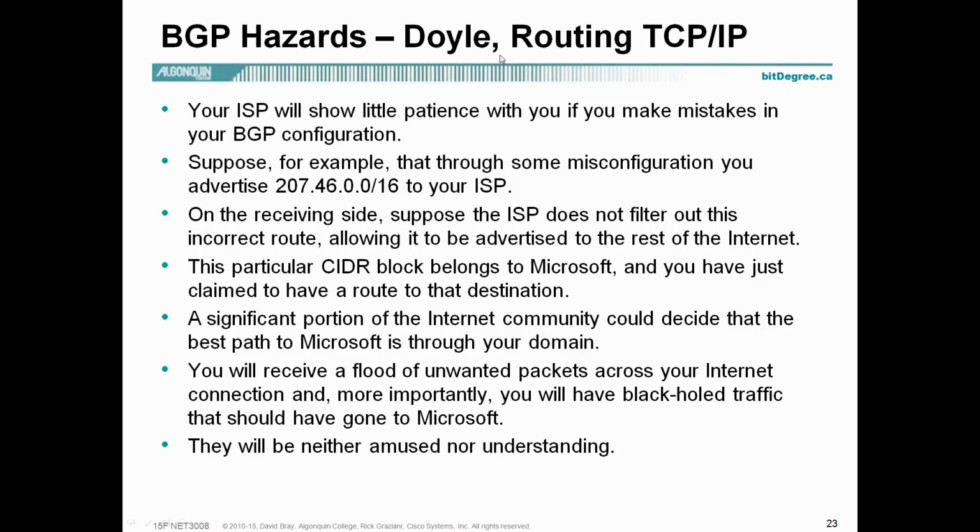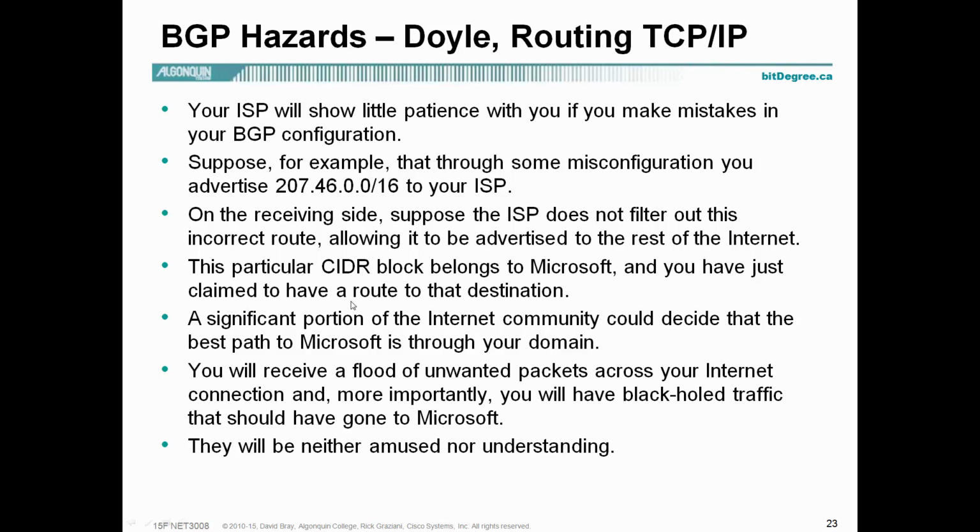So some hazards, back to the Doyle book that I spoke of earlier, regarding TCP/IP Volume 2. These are some of the warnings from Doyle. Your provider will show little patience with you if you make mistakes in your BGP configuration. Suppose, for example, that through some mistake you've made, you start advertising 207.46.0.0/16 to your provider. And on the receiving side, if the provider hasn't tried to filter this out and somehow allows it to be advertised upstream to the rest of the internet, well, this particular CIDR block belongs to Microsoft.